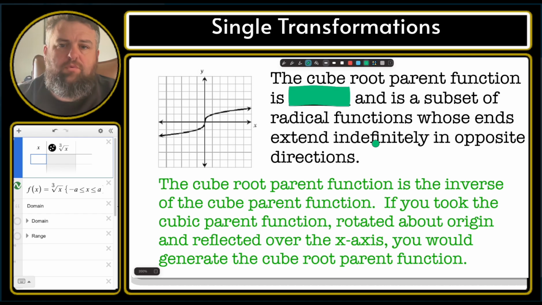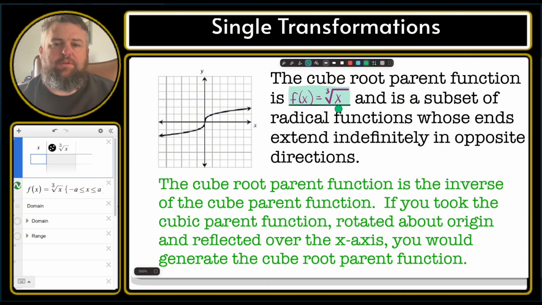Alrighty, the cube root parent function is f of x equals the cube root of x, where the little 3 is the index of our radical expression. It is a subset of radical functions whose ends extend indefinitely in opposite directions. So it's just like your cubic function. The cube root parent function is the inverse of the cubic parent function. If you took the cubic parent function, rotated it about the origin, and reflected it over the x-axis, you would generate the cube root parent function.